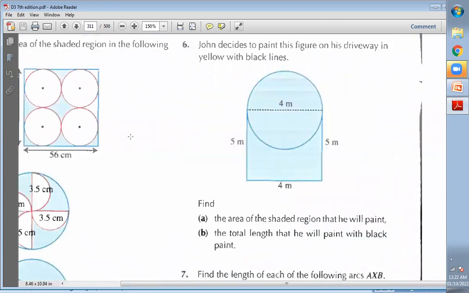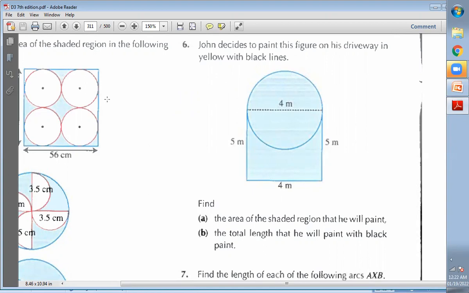He says, John decides to paint this figure on his driveway in yellow with black lines. So this whole figure will be painted yellow and these lines will be painted black. So the area of the shaded region that he will paint, that's the first question. And the second question is the total length that he will paint with the black paint.